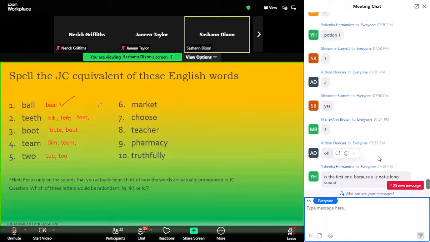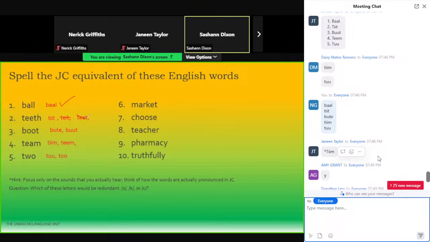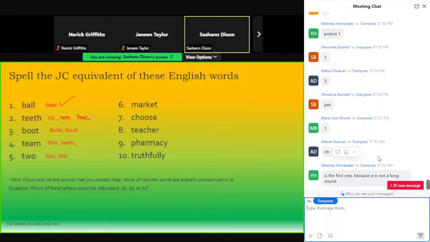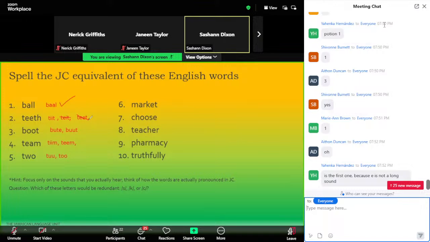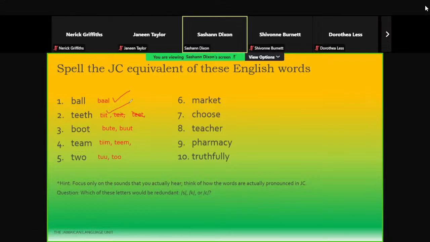I do get the thinking behind it, because you are trying to represent a long sound in there, which is good. But the long sound that you're trying to represent, that long vowel sound, we use I, the double I's. So whenever you hear that long E sound, I, as in teeth. English-minded. That is very true. Very true. Okay, number 3.